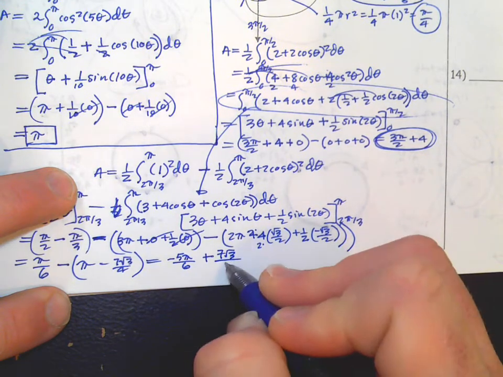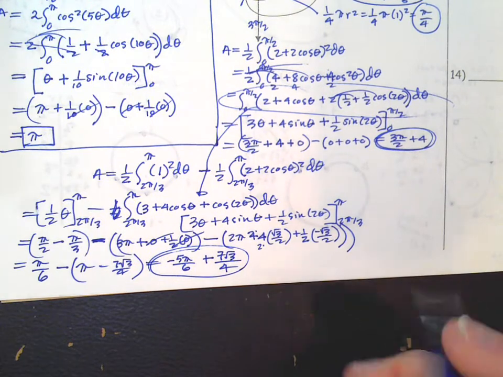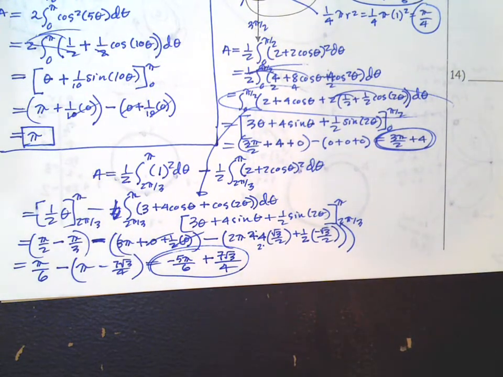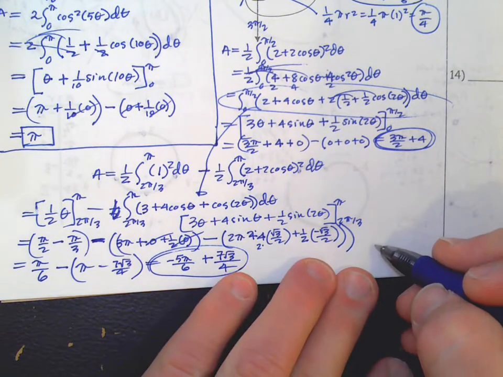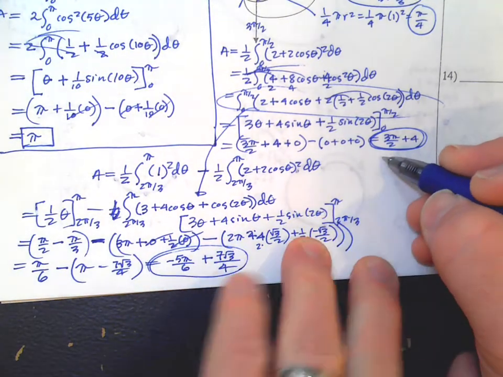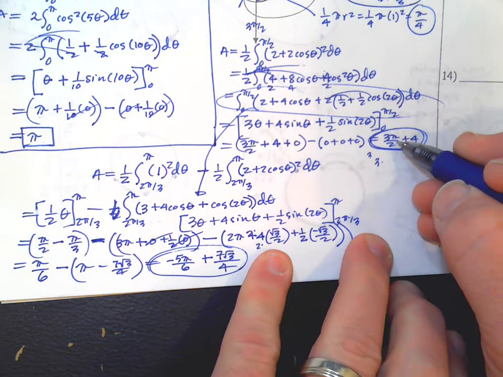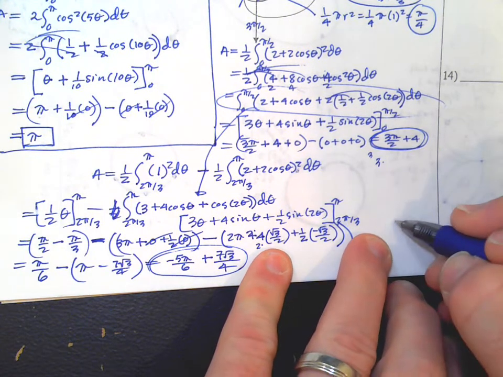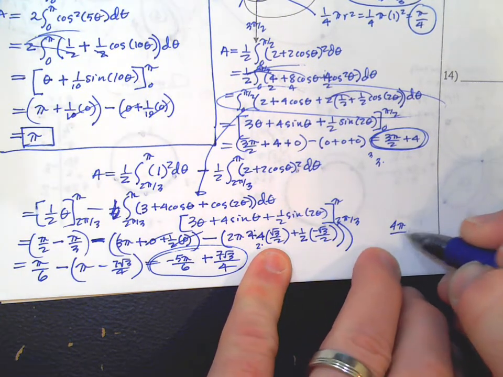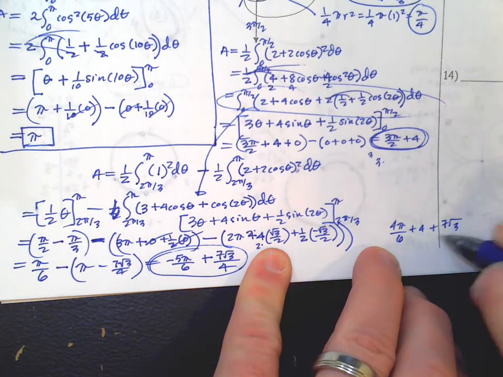Now, this should be positive. So that's that other area. So we need to add these two areas together. And if we do that, we could give this guy a least common denominator of 6 to go with this guy. So it'd be 3 and 3. So it'd be 9 pi over 6 minus 5 pi over 6, which would be 4 pi over 6, plus 4, plus 7 root 3 over 4.